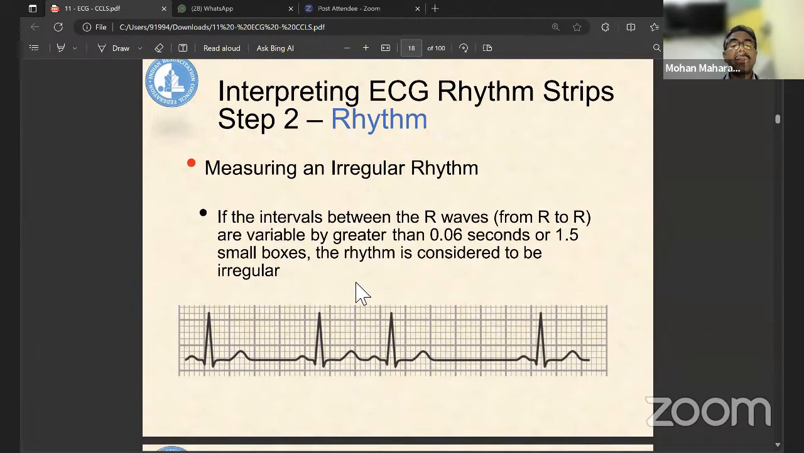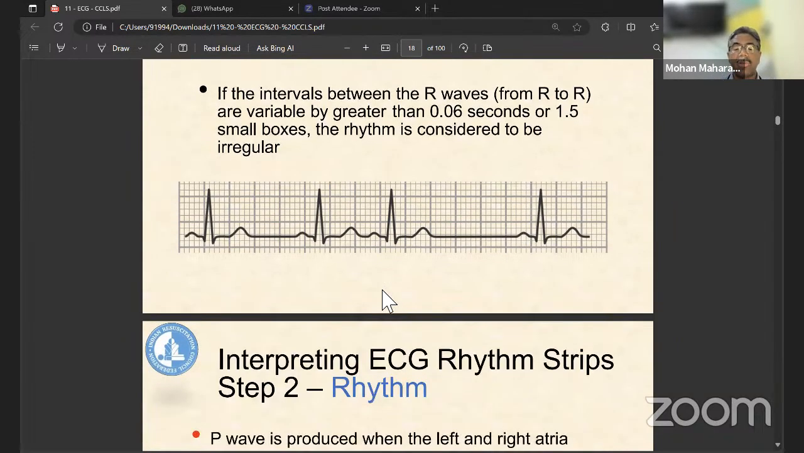So, interpreting the ECG rhythm step by step, now measuring in the irregular rhythm. Look at it. The rhythm here is the RR interval from R to R. As I told you previously, 1, 2, 3, 4, and here only 1, 2, 3. That means it's not regular. So if the intervals between the R waves vary by greater than 0.06 seconds or 1.5 small boxes, the rhythm is considered to be irregular. If it is abnormal between the two RRs, that's called an irregular rhythm. So rate is completed. Now we complete the rhythm. So rate and rhythm have been checked now.